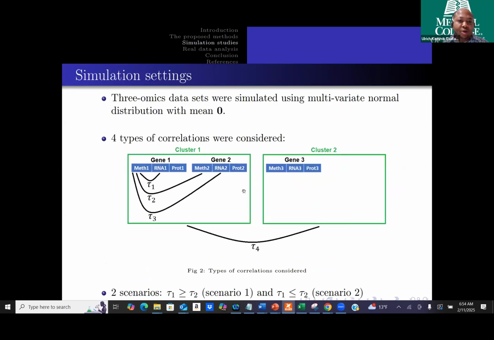We simulated 3-omic data using the multivariate normal distribution with mean 0. We consider 4 types of correlation, illustrated here in figure 2. The correlation between 2 omics in the same gene, tau 1. The correlation between the 2 omics of the same type from genes in the same cluster, tau 2. The correlation between omics of different types from genes in the same cluster, tau 3, and the between-cluster correlation, tau 4. We consider 2 scenarios: when tau 1 is greater than tau 2, and when tau 1 is less than tau 2.